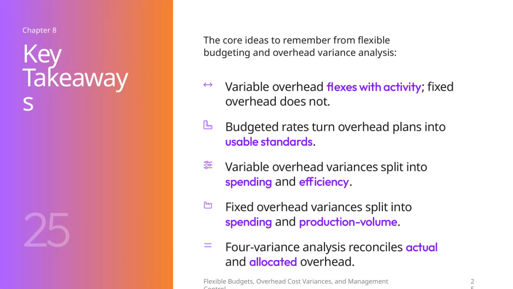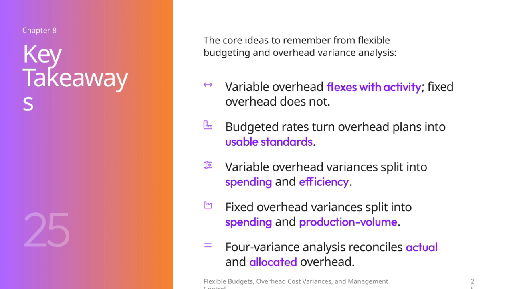Let's review the key takeaways from flexible budgeting and overhead variance analysis. First, variable overhead adjusts with changes in activity levels, while fixed overhead remains constant regardless of activity. Next, budgeted rates are essential because they transform overhead plans into practical standards that we can measure against actual performance. When analyzing variable overhead variances, we focus on two components: spending, which shows how well we controlled costs, and efficiency, which reflects how effectively resources were used.